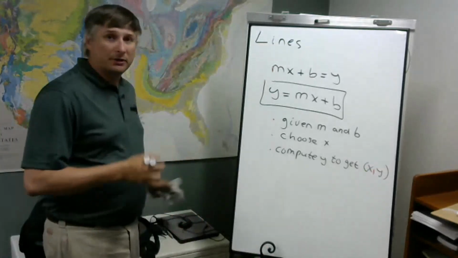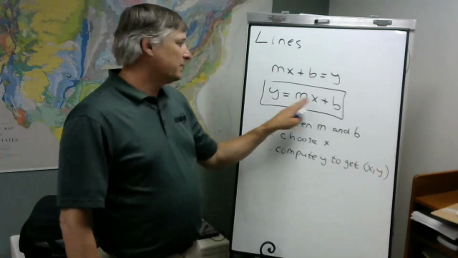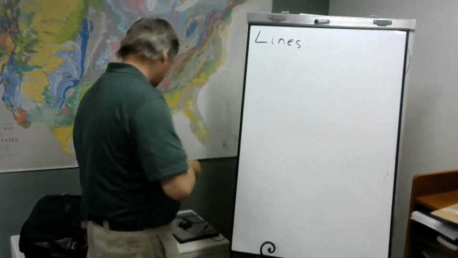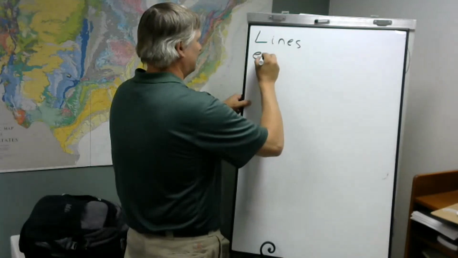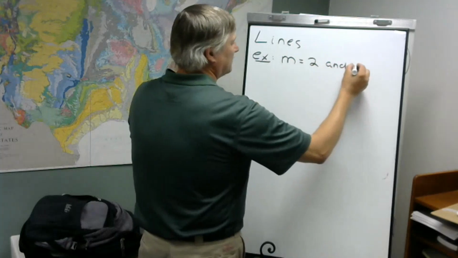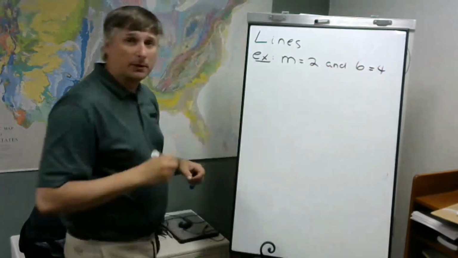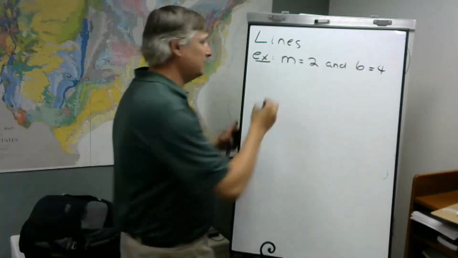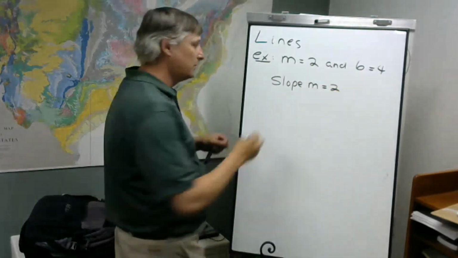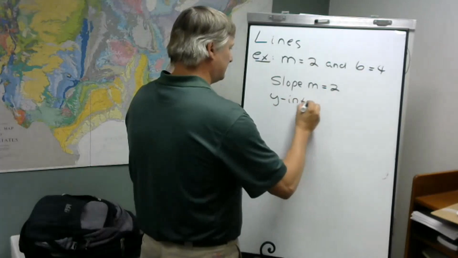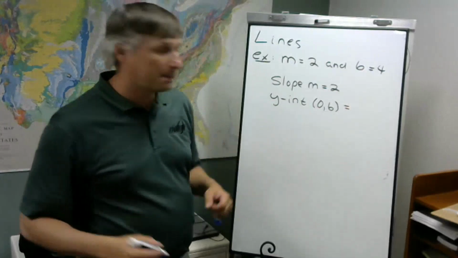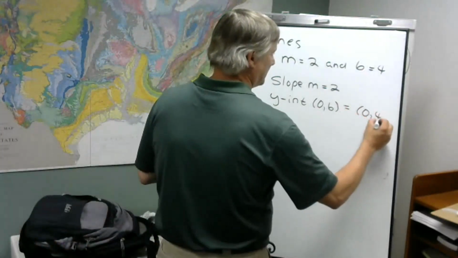So how does this usually go down? Well, again, typically we're usually given these two. So for example, let's say m is 2 and b is 4. So what does this mean? Well, the slope m is equal to 2, and the y-intercept, 0, comma b, where this line crosses the y-axis, will be 0, comma 4.